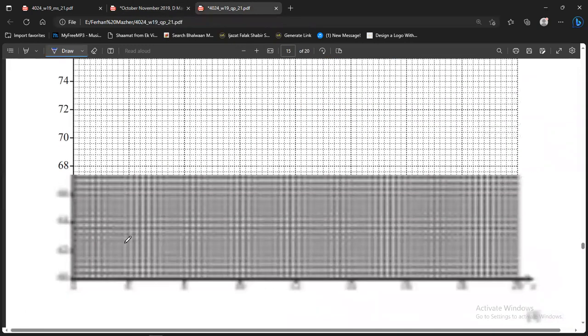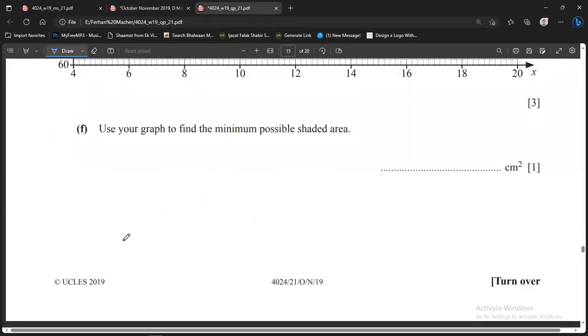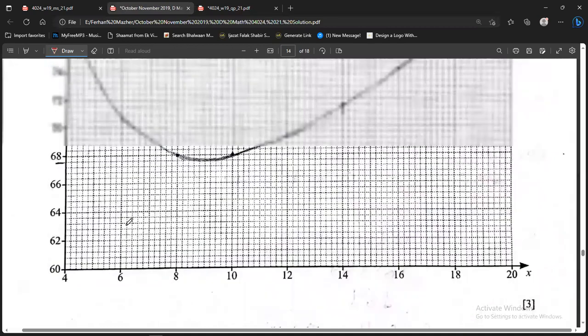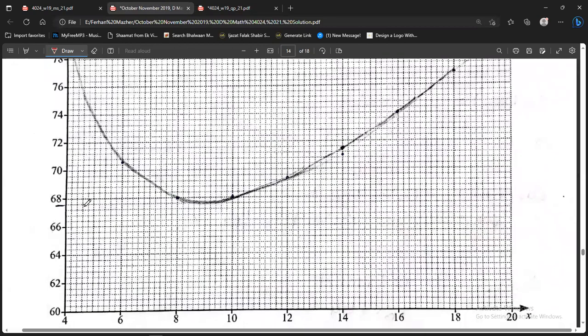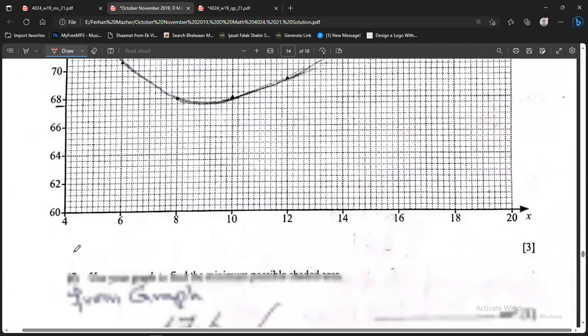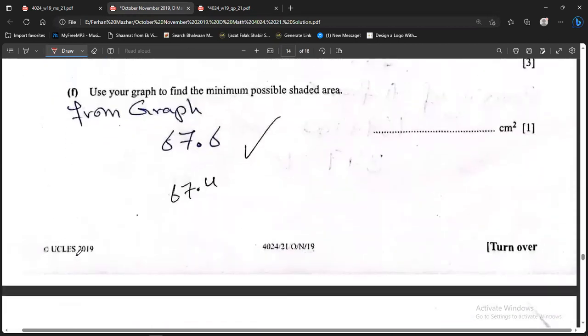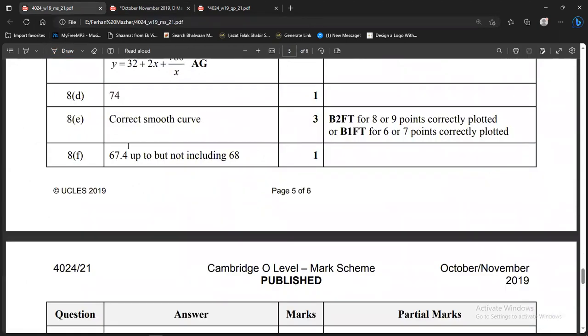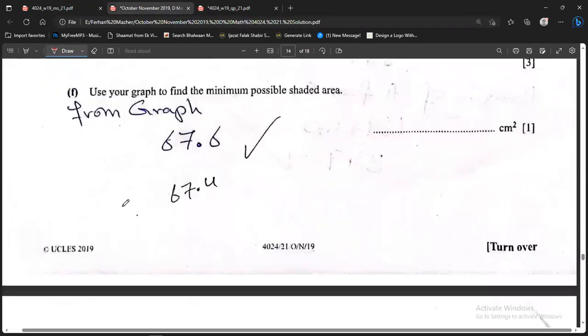He says, use your graph to find the minimum possible shaded area. So area is on the y-axis. So the minimum possible shaded area is this, and that is something like 67 point something. From the graph, it is 67.6, 67.4, something like this. Yeah, that's right.